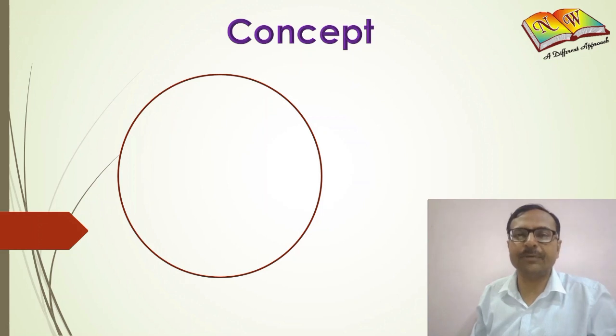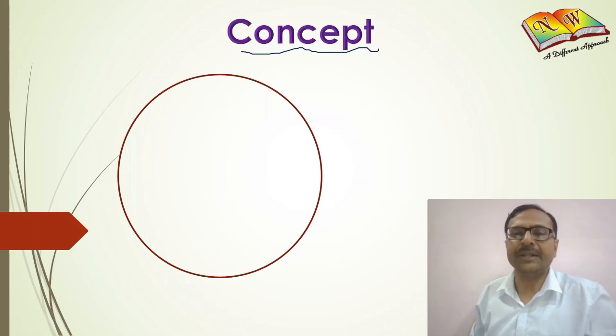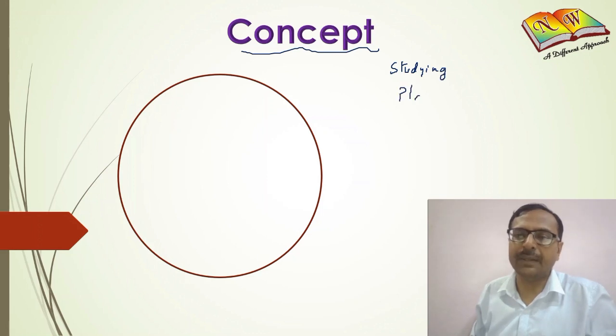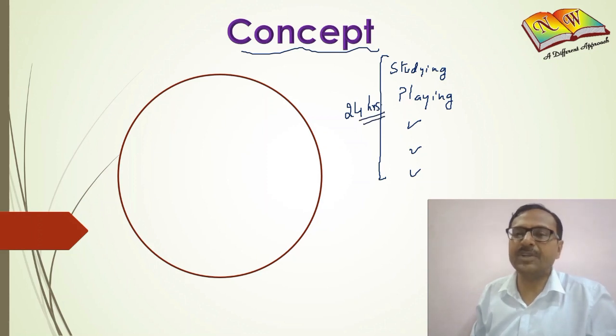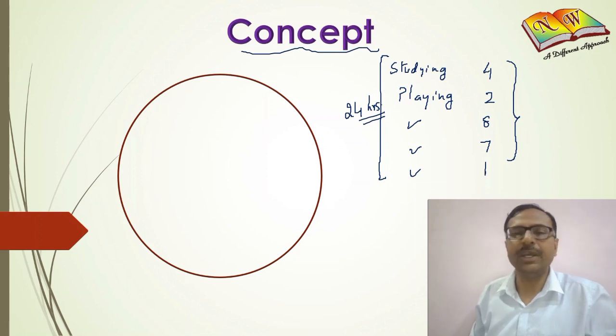Let's understand the concept of a pie chart first. So if we have various heads like the time spent on studying or the time spent on playing, we can have so many different heads like this. So the entire 24 hours is divided into various heads, and we have the time distribution. Like for studying, it might be 4 hours. For playing, it might be 2 hours. Then for sleeping and going to school, it might be like 8 hours and 7 hours. So the total of all these is going to be 24, because that is the distribution of 24 hours.